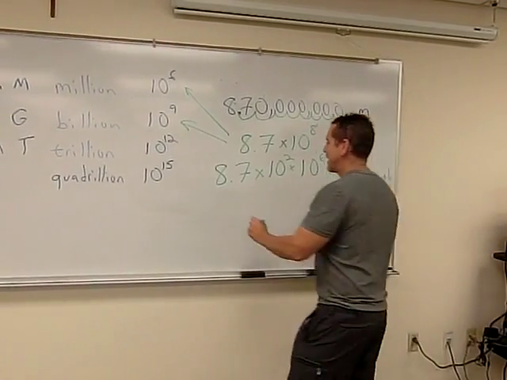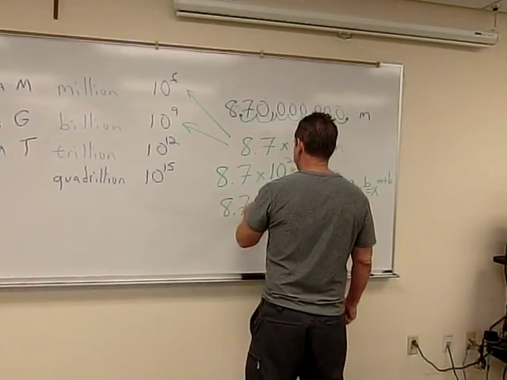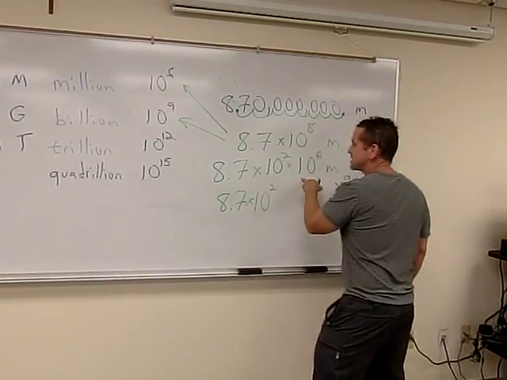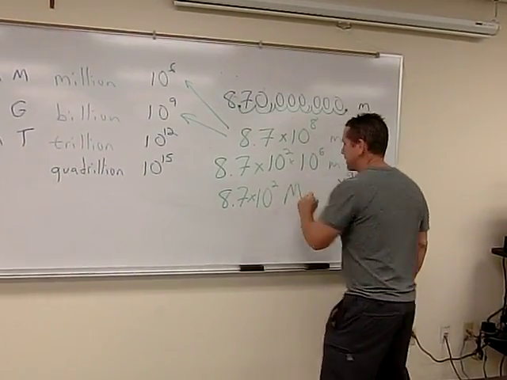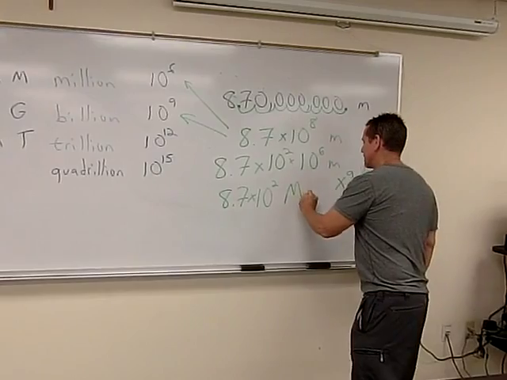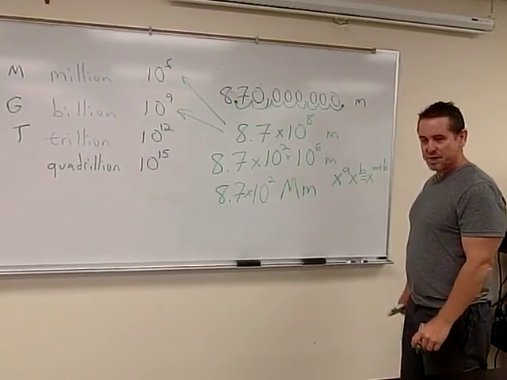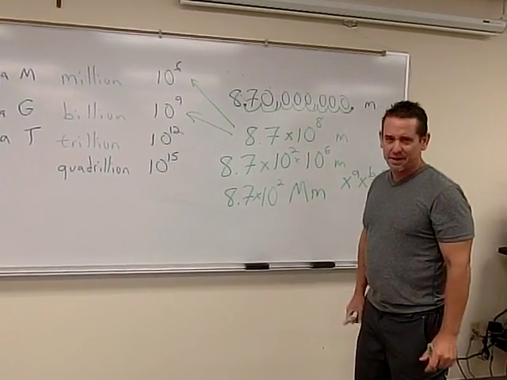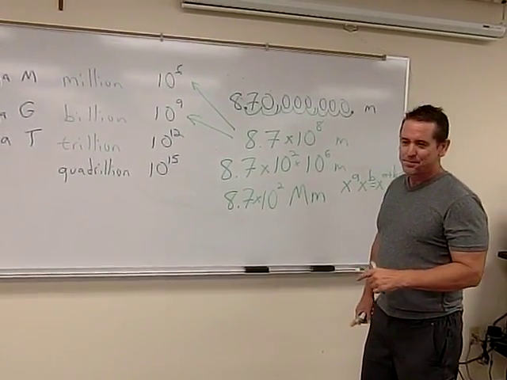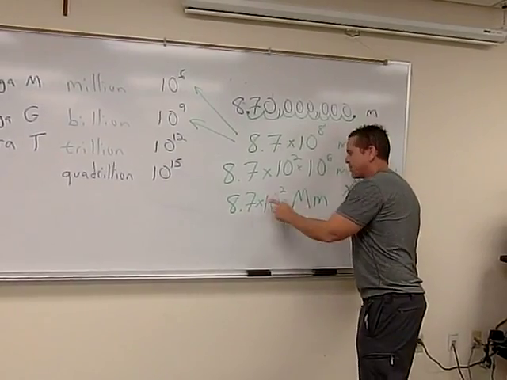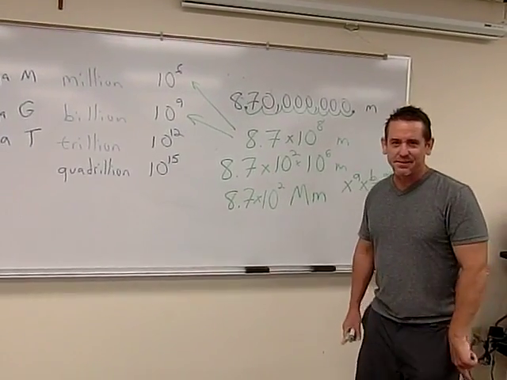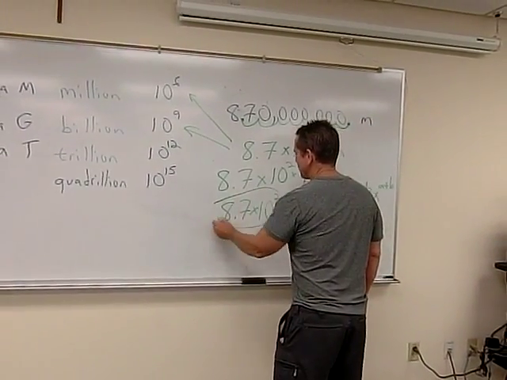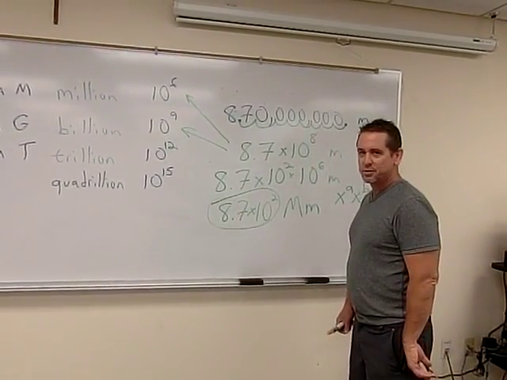So now I got 8.7 times 10 to the 2, and the 10 to the 6 is a million, which I could just use. So I can call it 8.7 times 10 to the 2 megameters. But it kind of sounds funky that way. You tend not to use the metric prefix in conjunction with scientific notation. So what's 8.7 times 10 to the 2 equal to?